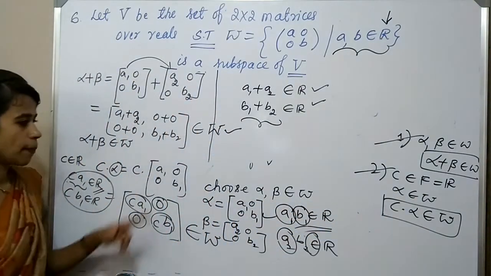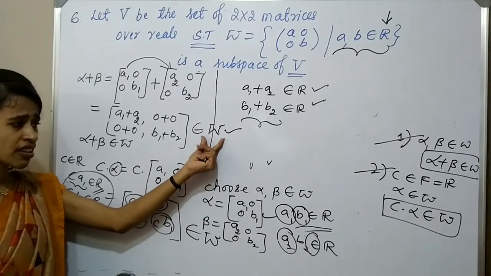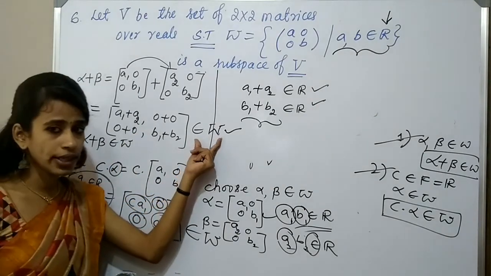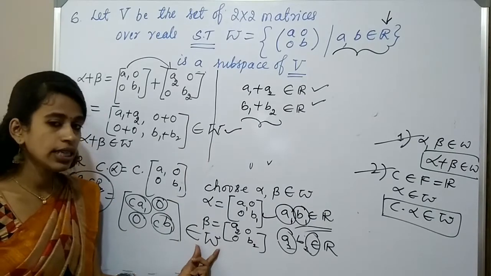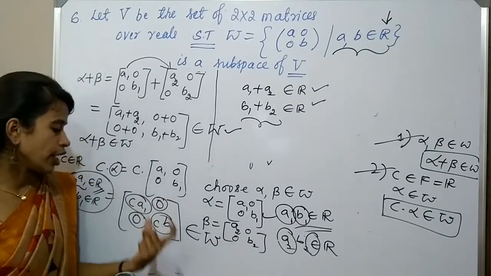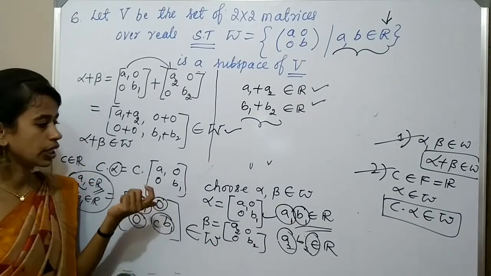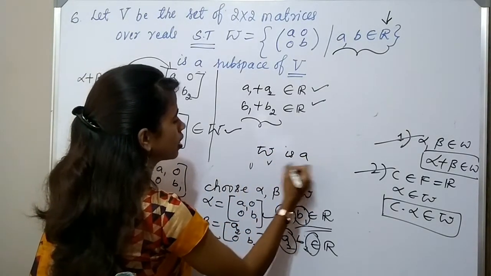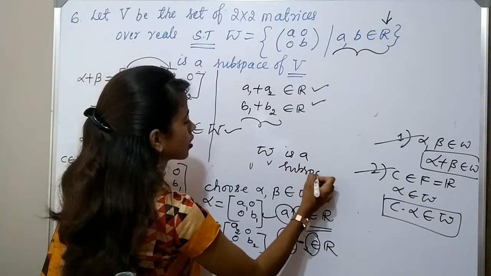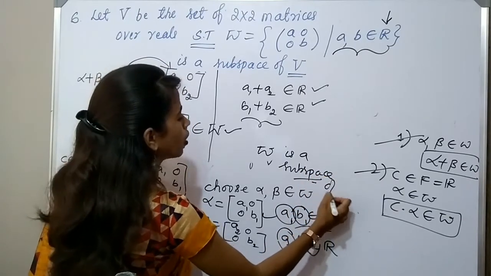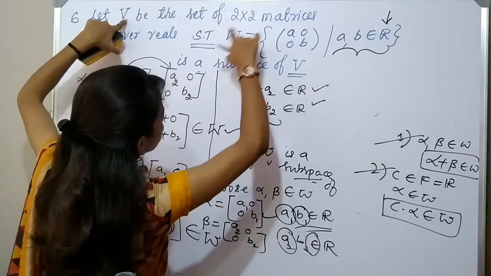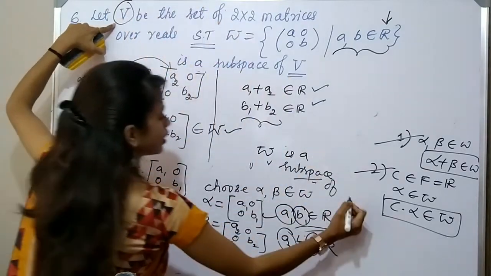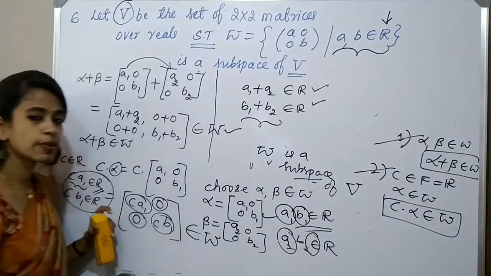So the set W is clearly closed under vector addition and also closed under scalar multiplication. Therefore, by the necessary and sufficient condition, we conclude that W is a subspace, of what? Of the set of all 2 by 2 matrices, that is, the vector space V.